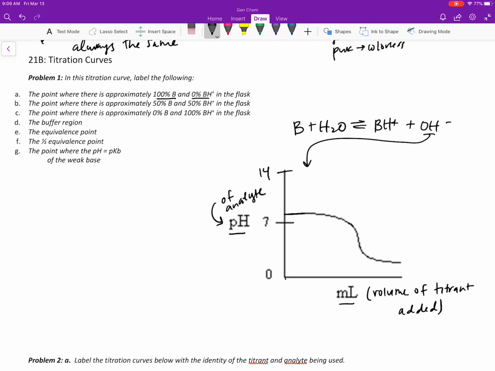Because that volume here at 0, well, this is where we have only base and none of the product, the conjugate acid. So B says the point at which there is approximately 50% of the base and 50% of the conjugate acid. So this is where we've converted half and half. And that's going to be right here at the inflection point.